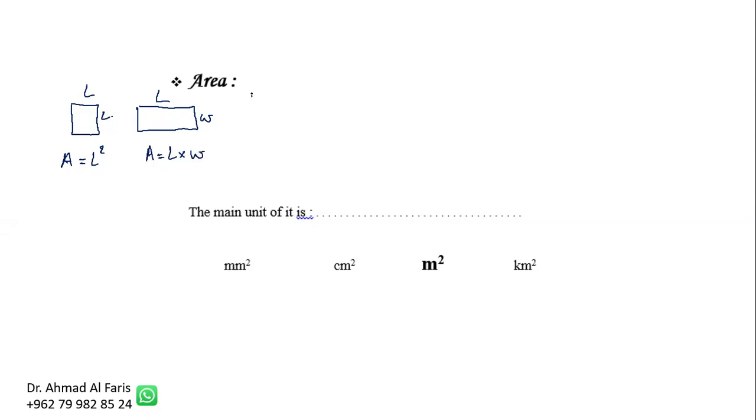Okay, the triangle, the right angle triangle, is half base times height. Maybe they give us the triangle in a different shape, so we have to know the height and we have to know the base. So the formula for both of them is base times height divided by 2.